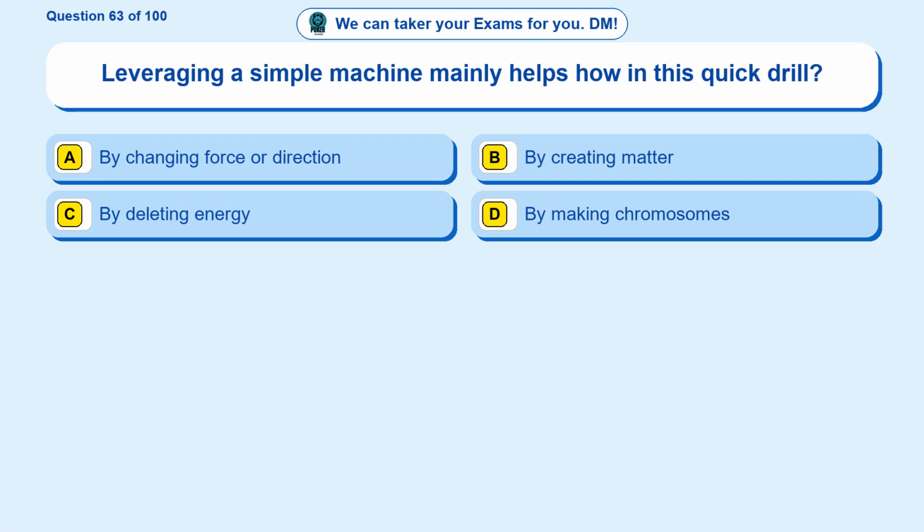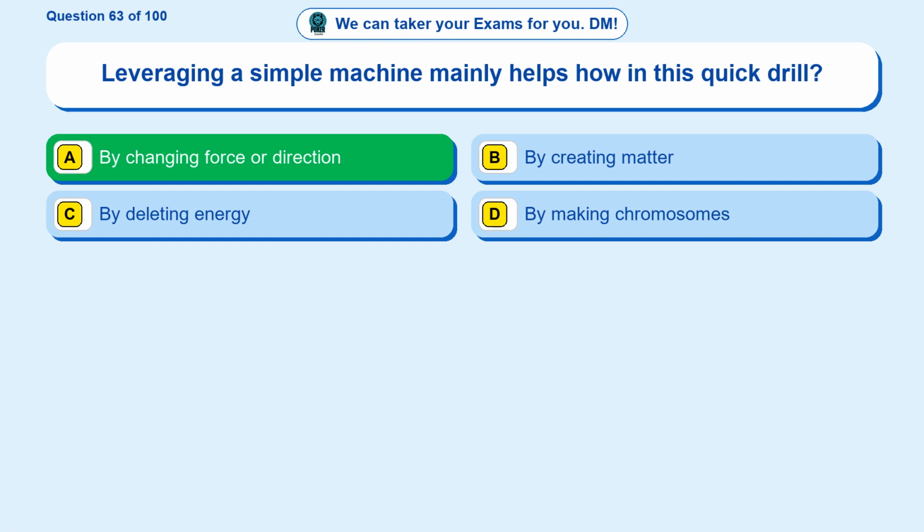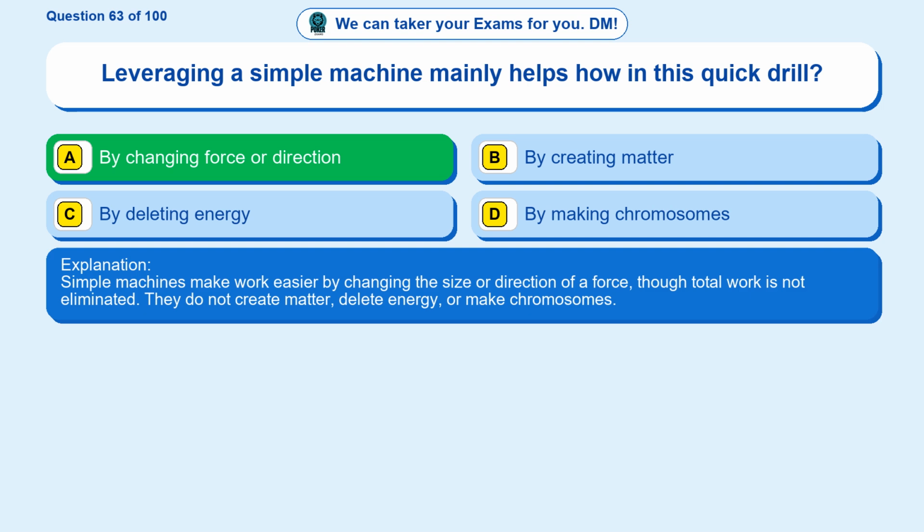Question 63. Leveraging a simple machine mainly helps how in this quick drill? Option A, by changing force or direction. Option B, by creating matter. Option C, by deleting energy. Option D, by making chromosomes. The correct answer is option A, by changing force or direction. Simple machines make work easier by changing the size or direction of a force, though total work is not eliminated. They do not create matter, delete energy, or make chromosomes.